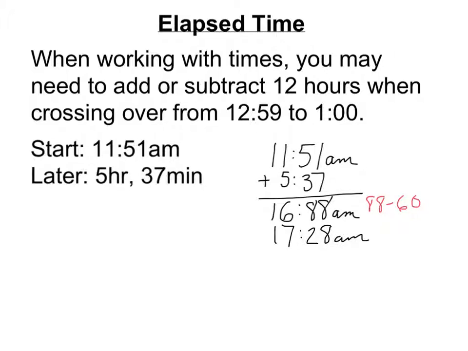But 17:28 AM still doesn't make sense. And this is where we need to keep in mind that when crossing over from 12:59, it should become 1 o'clock. So going from 11:51 to 17:28 would cross over. So this time we need to subtract 12 hours. So 17 minus 12 gives me 5. And since we crossed over from 11 to 12, of course this is going to change to PM.